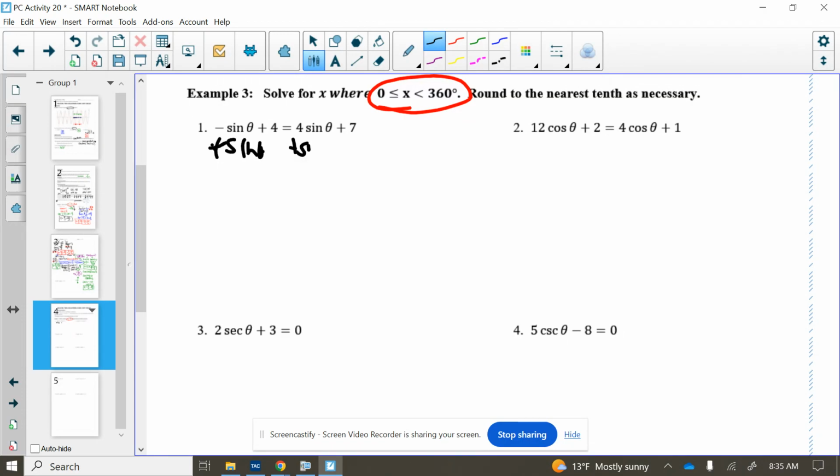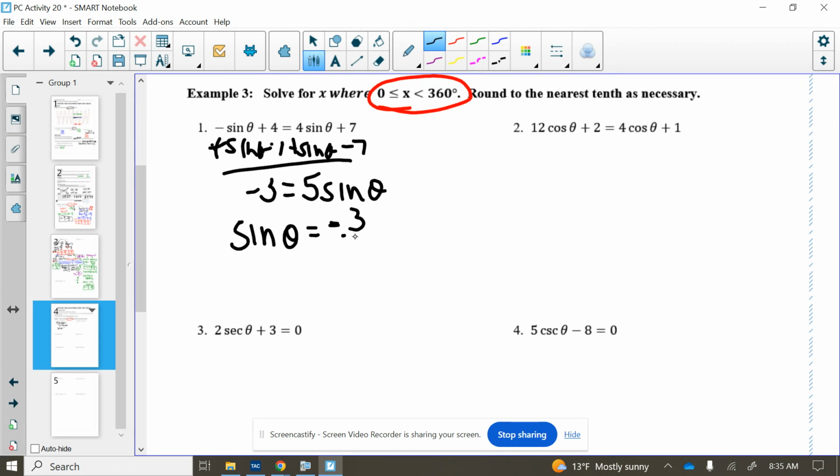So we're adding one sine over here, and then we could subtract the 7 over. So we end up with -3 on the left, and then that equals 5 sine theta on the right. Divide over the 5, we end up with, where is sine of theta equal to -3/5. So we see that this is not a value from our unit circle, but we can approximate that value. Now, sine is negative in quadrants 3 and 4. So we know that's where our two answers are going to come from, quadrants 3 and 4.